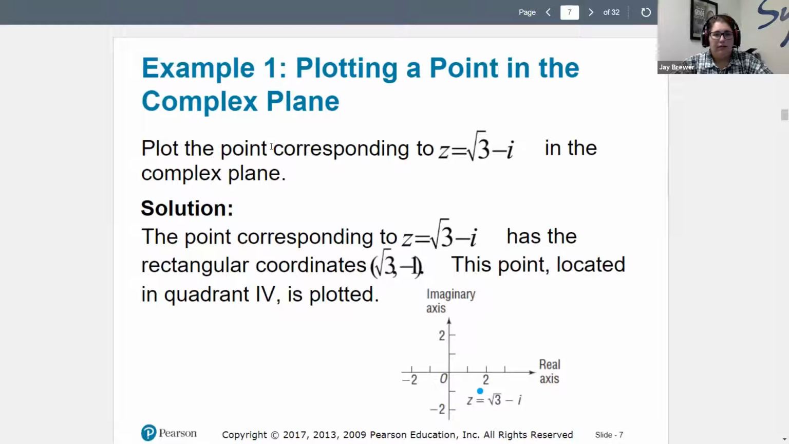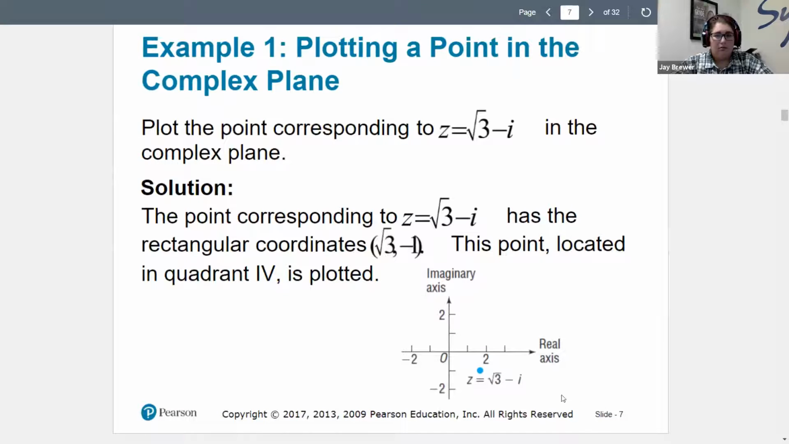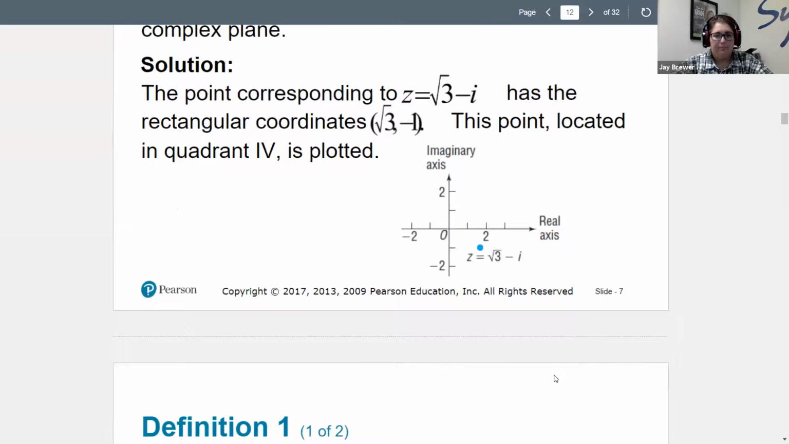So if we were to plot the point z equals the square root of 3 minus i in the complex plane, then we would go to negative i, which we all know would be negative 1i, and then over to the square root of 3, which is right before 2. And we just plot it. That's it.